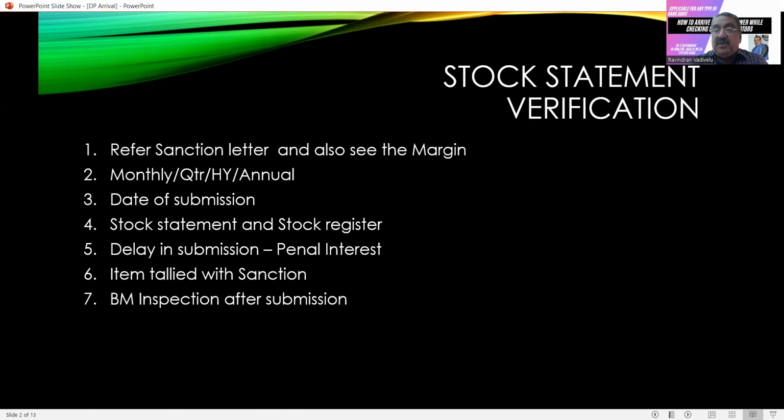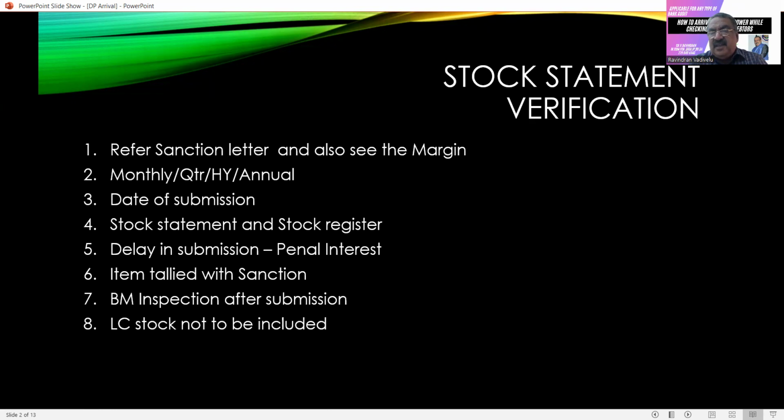Next item is, after submission of the stock statement, as per the direction given by the head office in the sanction letter, the branch manager has to go to the spot and verify the unit and has to submit the inspection report. So it is the bounden duty of the manager to go and verify the stock statement and verify the unit also and give his inspection report. This also has to be verified by the auditor, and the auditor has to confirm whether the manager has carried out the inspection or not. If the manager has not carried out the inspection, then that has to be reported in the audit report.